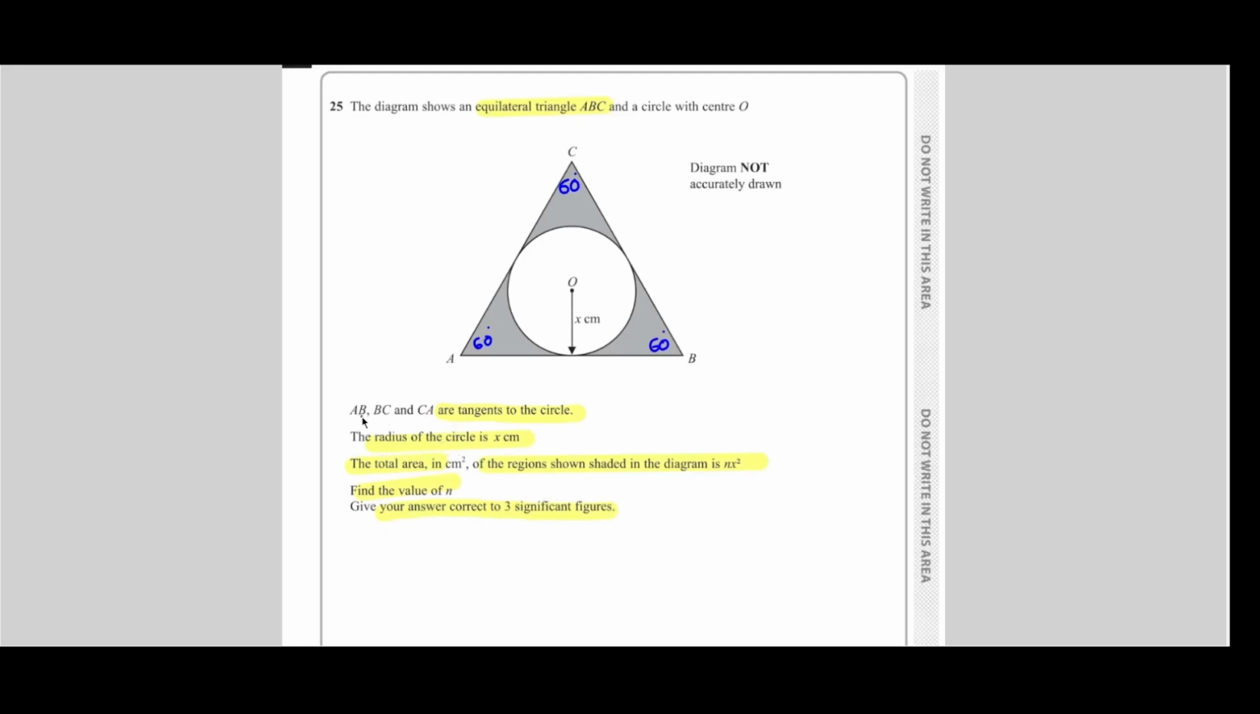Radius here, AB, BC, CA are tangents. So these are tangents and x here, this is the radius. We know one theorem: the angle between a tangent and a radius is always 90 degrees. This is an important one.